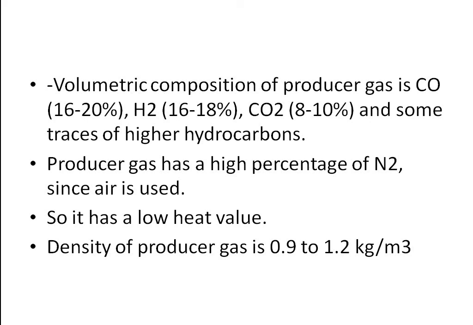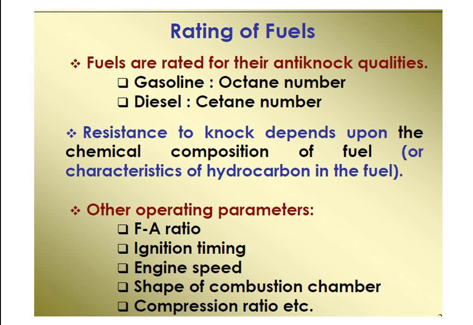The volumetric composition of producer gas is carbon monoxide 20 to 30%, hydrogen 60 to 80%, carbon dioxide 8 to 10%, and some traces of higher hydrocarbons. The density of producer gas is 0.9 to 1.2 kilogram per meter cube.